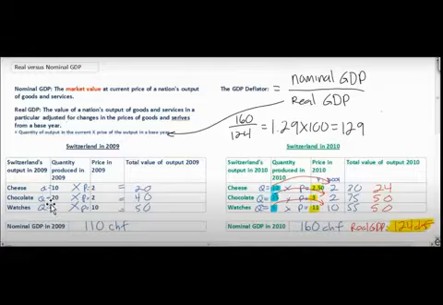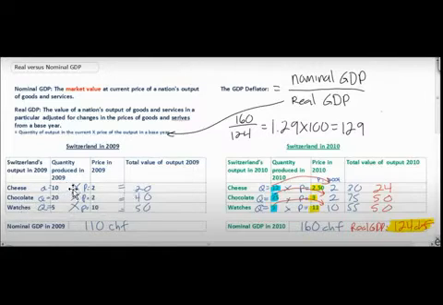So, here nga, sabi ko nga kanina, meron tayong tatlong products. Meron tayong cheese, meron tayong chocolate, at meron tayong watches. So, ito yung quantity. Okay? So, kung makikita nyo, sa quantity produced in 2009, meron tayong 10 for cheese, meron tayong 20 for chocolate, at meron tayong 5 for watches. While the price for 2009 of these commodities, sa cheese, meron tayong $2. Sa chocolate, meron tayong $2. Okay? Sa watches, meron tayong $10.